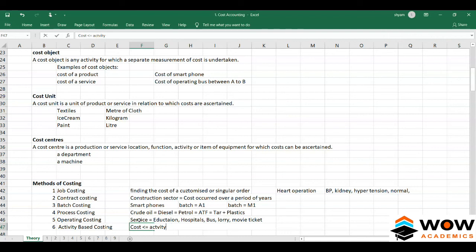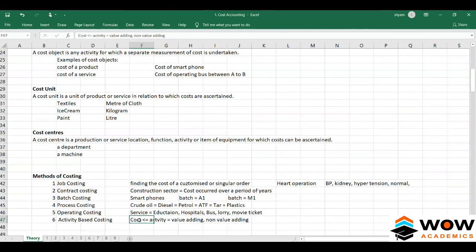Any cost in a company is incurred because of the activity involved in the company. Activities are twofold: some activities are value adding and some are non-value adding. So you have to find that out. Activity based costing helps you find out which activities are useful and which are not useful. It tells you that.